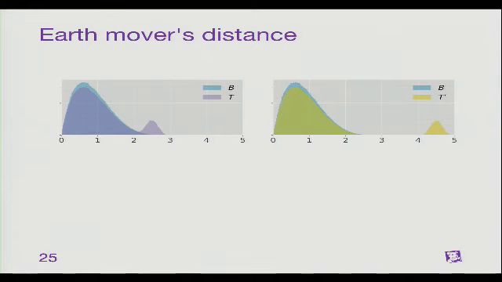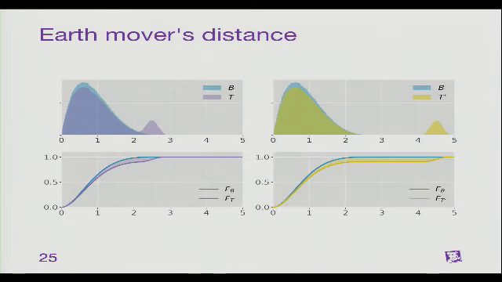So now that we know that, we can go back to those distributions and look at what the distance looks like. So basically, we look at the area between the cumulative distribution functions, and now it's clear that on the right, the distance will be larger than on the left.